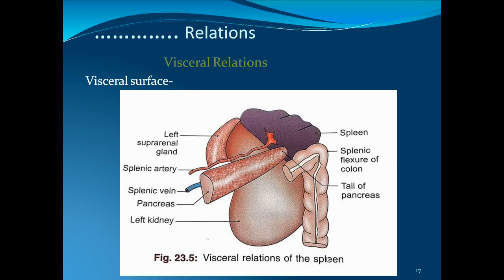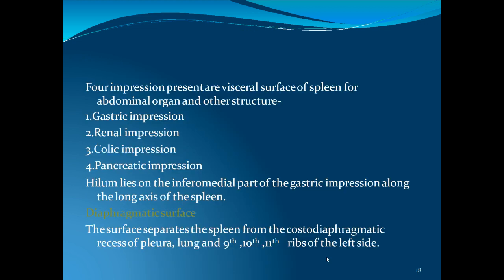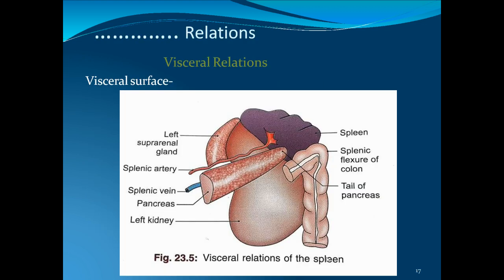Now we'll see the visceral relations. Here you can see the left colic flexure and the tail of the pancreas, and the left suprarenal gland and the stomach.